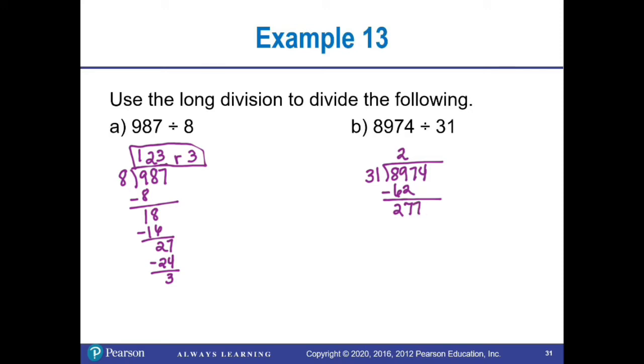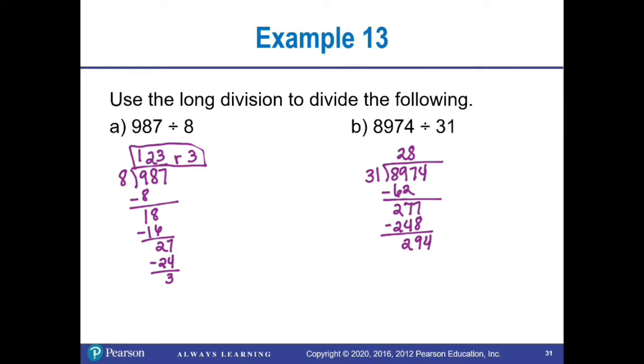Again, I'm going to think about my first digit into the first maybe 2 digits. 3 goes into 27 9 times. Well, in my head, I think about 31 times 9. That's 279. It's too big. So let's try 8. 31 times 8 is 248. And when I subtract, I end up with 29. Still less than my divisor.